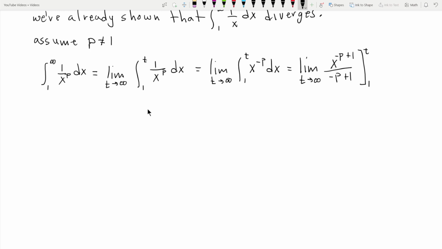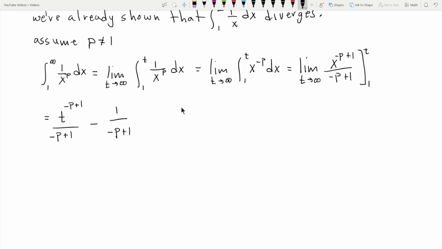All right, so let's do that. So what do I get when I do that? I get t to the minus p plus 1 over minus p plus 1, minus 1 over minus p plus 1.